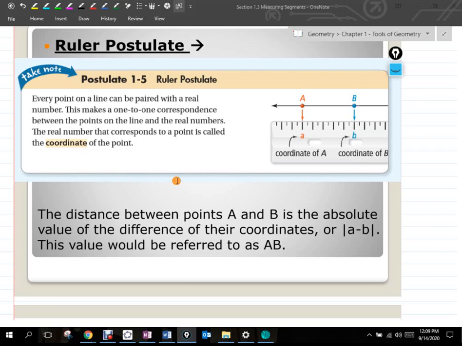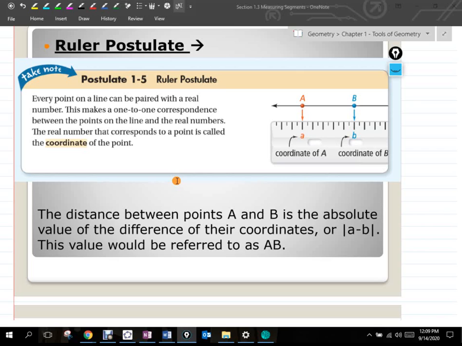Okay? So what we were just able to do algebraically, the ruler postulate sets that up for us. It tells us that every point on a number line is paired with a number, and every number is paired with a point in such a way that when we subtract the two endpoints, we can get the distance between those 2 points, okay? So every point on a line can be paired with a real number. This makes what we call a one-to-one correspondence between the points on the line and the real numbers. The real number that corresponds to a point is called the coordinate of the point, okay?